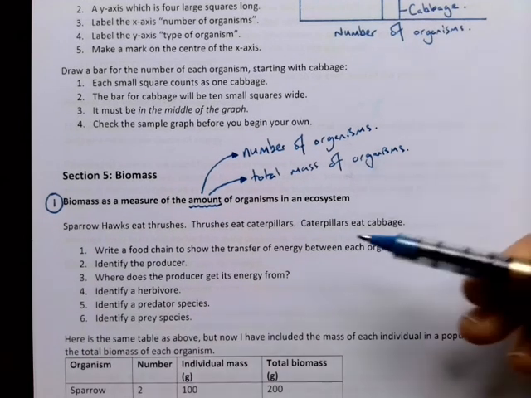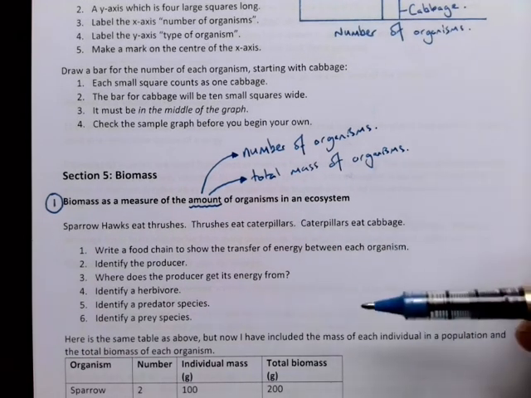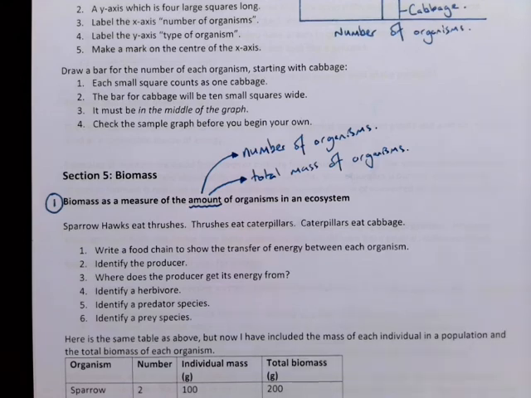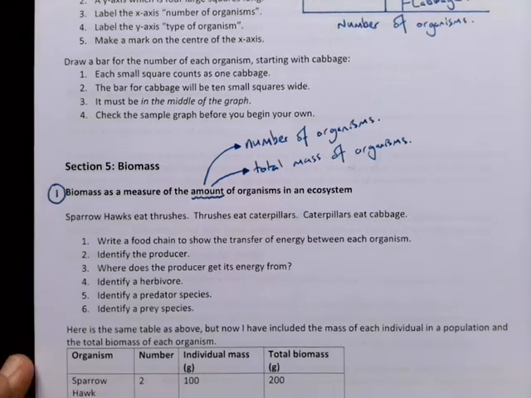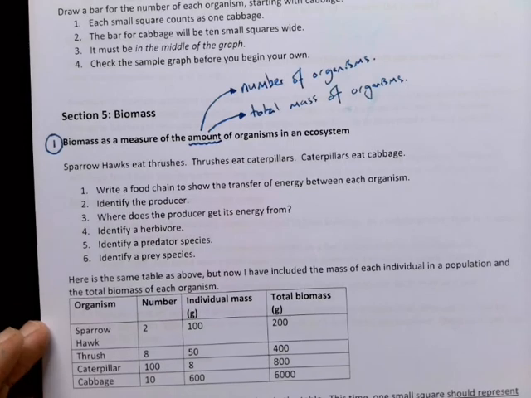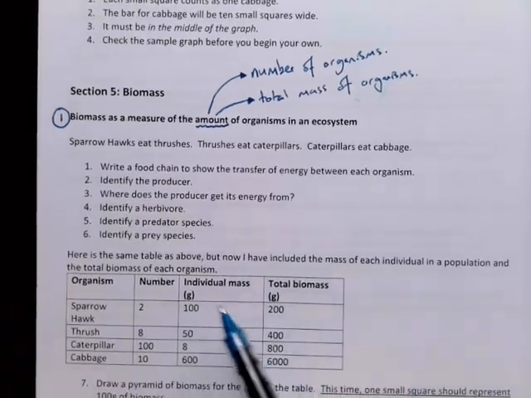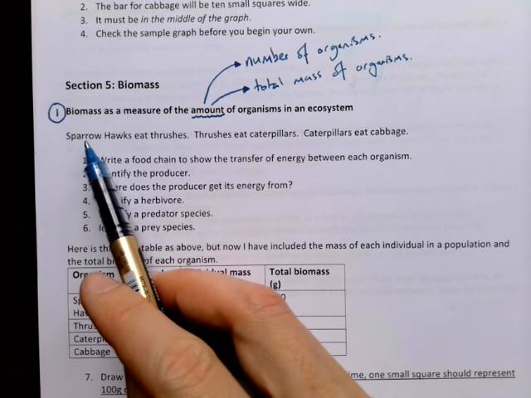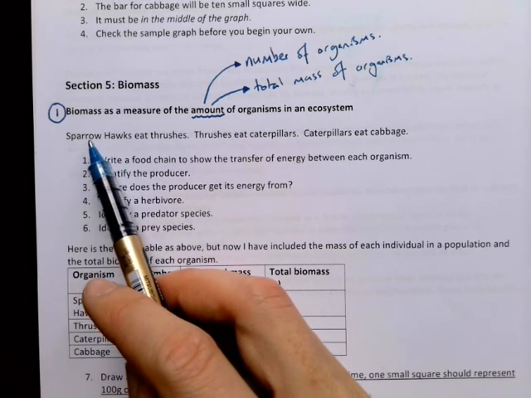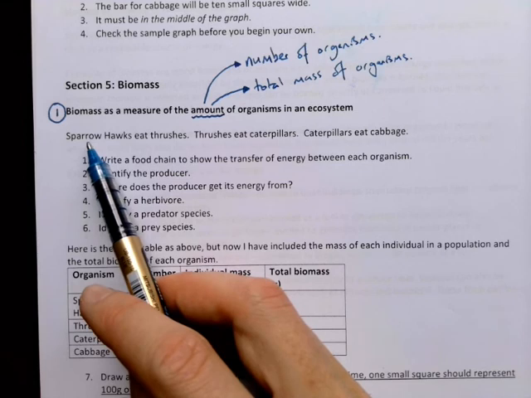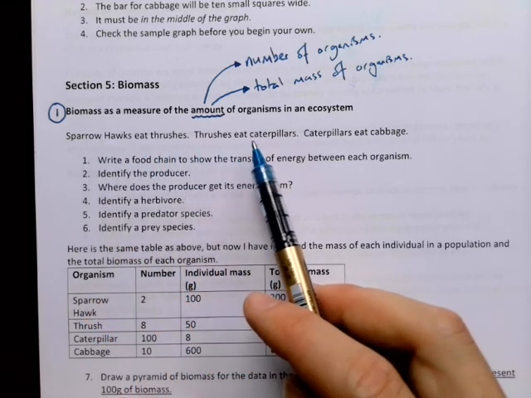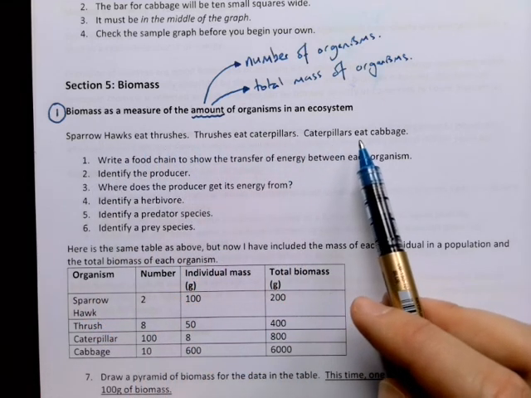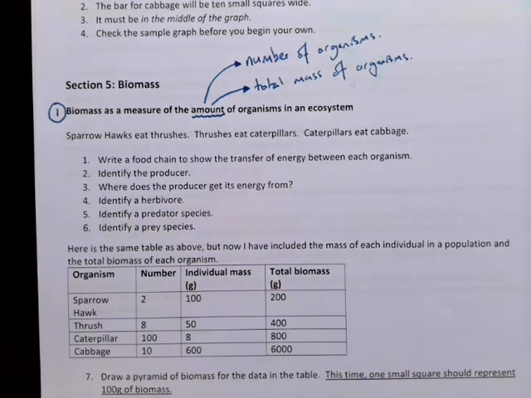All right, so that's what we're doing today. We're going to think about how big each organism is. All right, so just to get us warmed up before we get down to here where we're looking at the numbers, we've got this food chain. Sparrowhawks eat thrushes, thrushes eat caterpillars, and caterpillars eat cabbage. And I've got 6 questions here that I want you to now pause the video and answer those 6 questions.